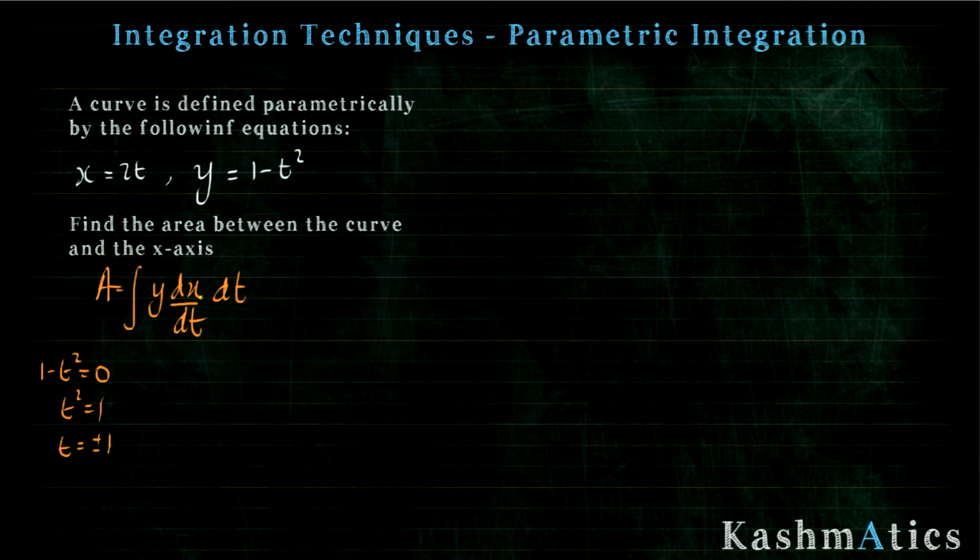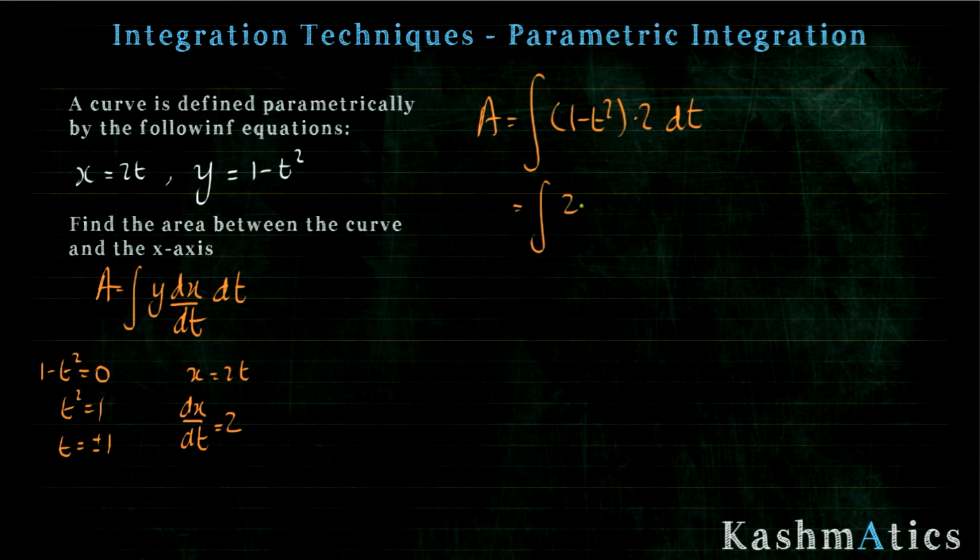The other thing I need to know is what dx by dt is. So if x is equal to 2t, dx by dt is equal to 2. All right, and what I do now is I need to plug all of this information in to this integral over here. So A equals the integral of y. Now y is 1 minus t squared, multiplied by dx by dt, which is 2, multiplied by dt. So what I do now is expand these brackets to get the integral of 2 minus 2t squared dt.